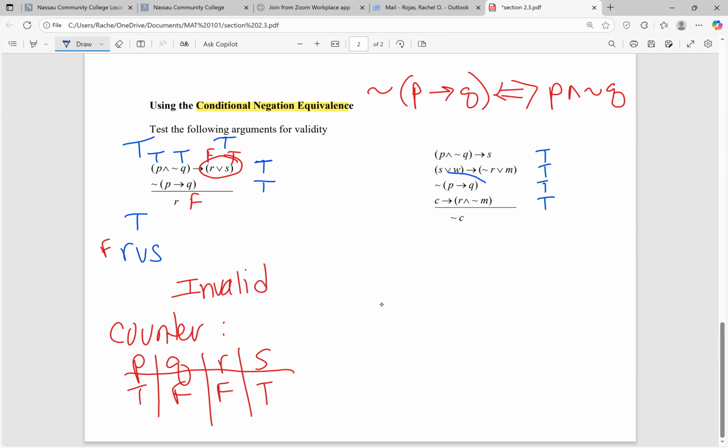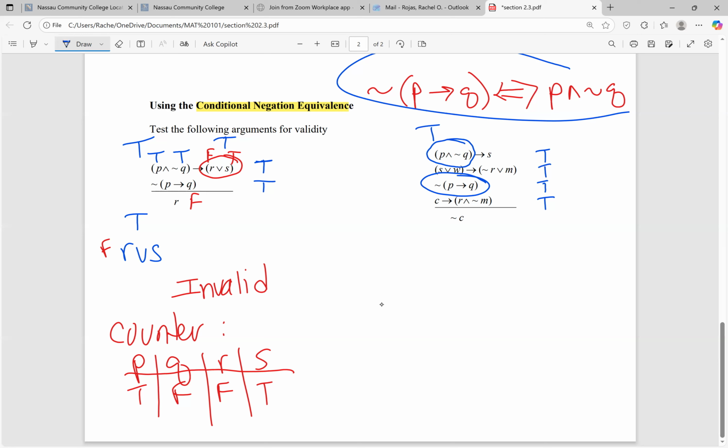I'm going to start with the single statement in premise 3, right? You see how I'm drawn to it because it's a single conditional statement, but I see it's being negated. So let me see if there's an equivalent statement anywhere in these other premises, right? So not (P implies Q) is equivalent, and we have it up here, right? It's equivalent to P and not Q. And look, I have a P and not Q right here. It's the left-hand side of the first premise. So if we're assuming not (P implies Q) is true, then P and not Q, since it's equivalent, is also true.